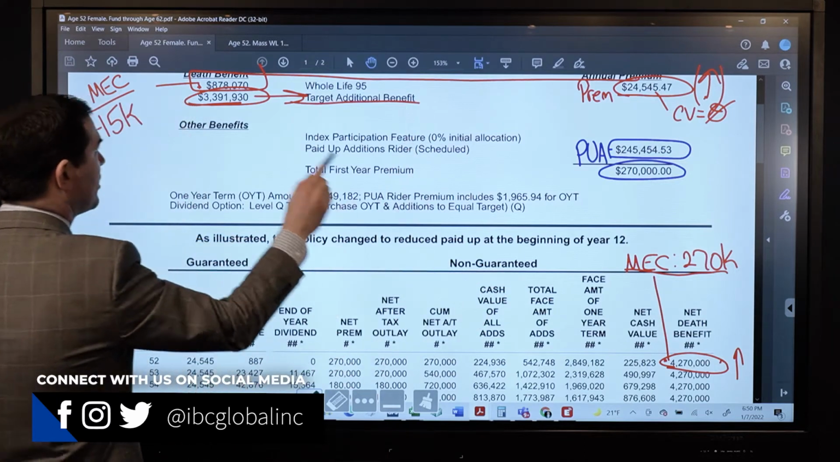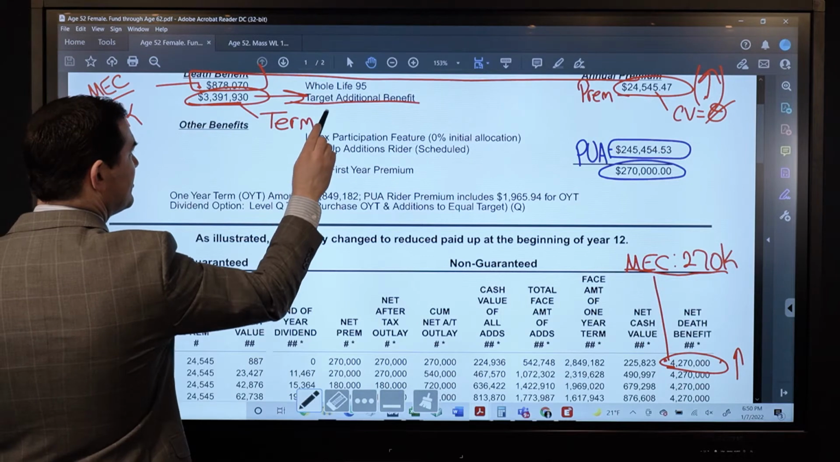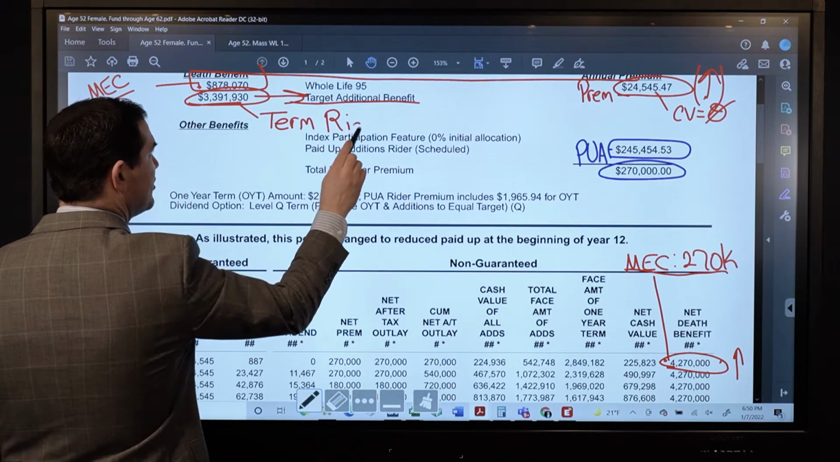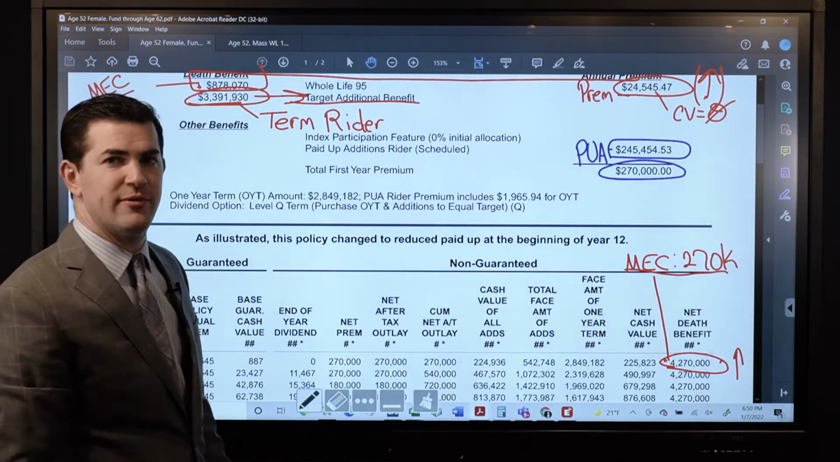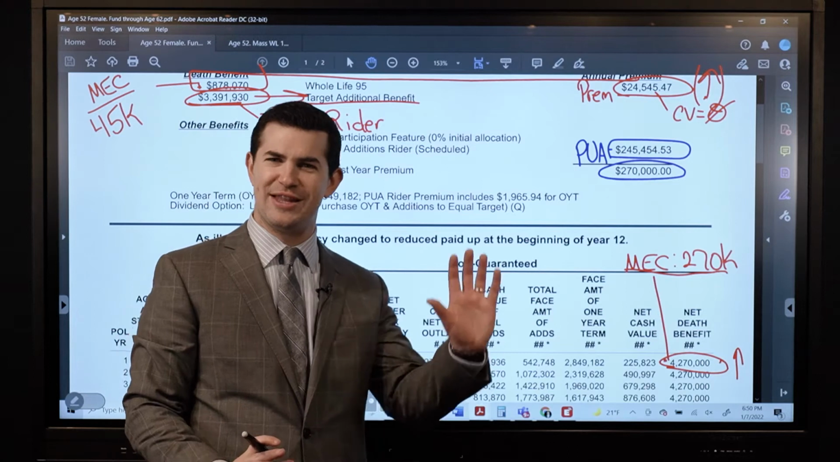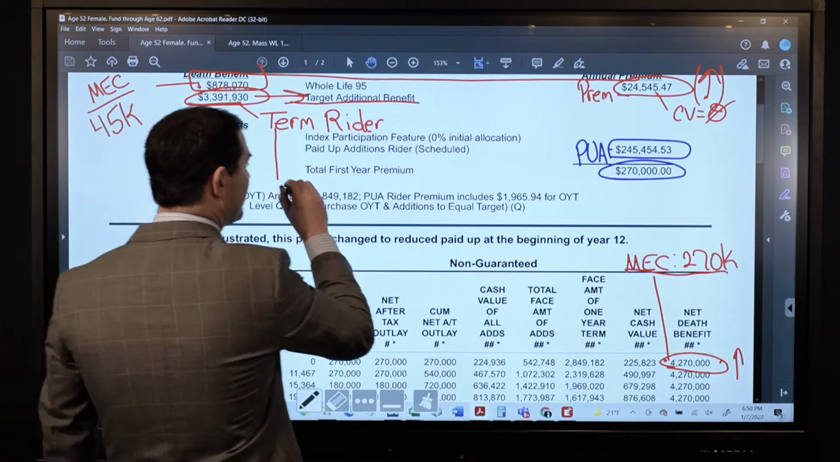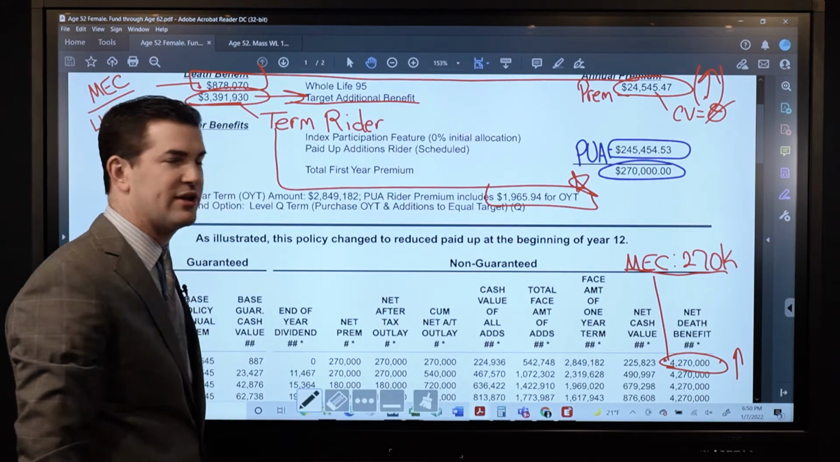is this guy, target additional benefit, which is term insurance. This is a term insurance rider, which is a cheap way. My apologies if you don't like the word cheap. I like to slide in cost-effective way to raise the death benefit, which raises the MEC limit. Here's the cost to the term rider, and this will decrease over time.